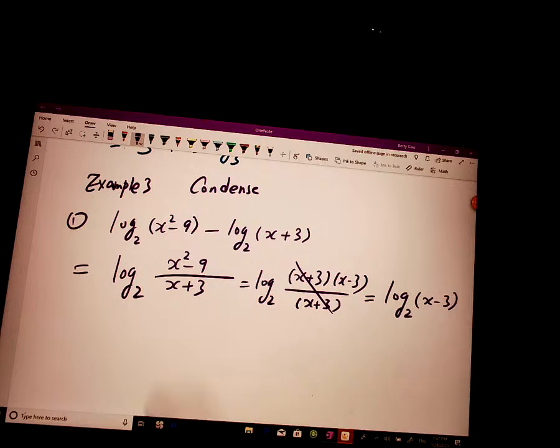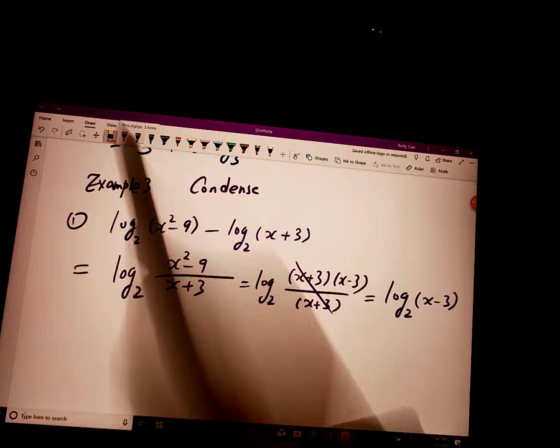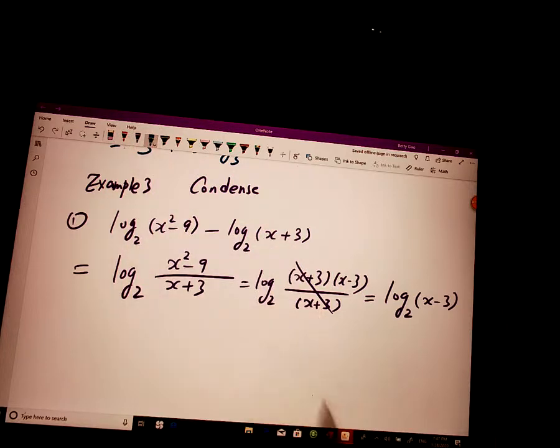By the way, when we're expanding and condensing, we don't worry about the domain. In the last part of the previous video, I talked about the domain of a logarithmic function. But when we're expanding and condensing, we assume all the arguments are positive, so we don't have to worry about that. We condensed the expression as one single log.